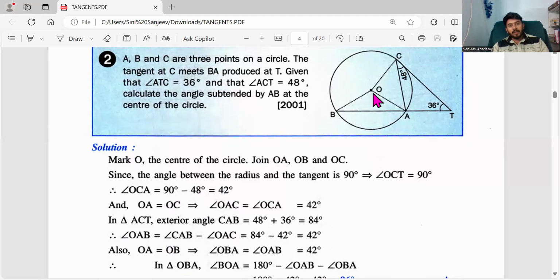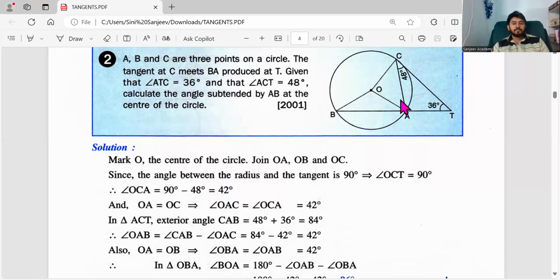Angle OCA, what is the value? 42. Correct? This is my 42 degree. And OA and OC are equal. Why? Isosceles triangle. So if this is 42, then angle OAC is also what? 42 degree respectively. Isosceles triangle property.